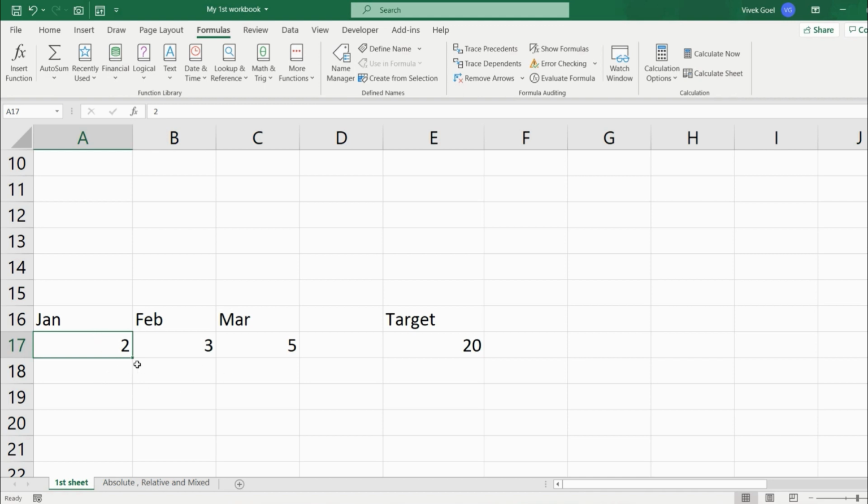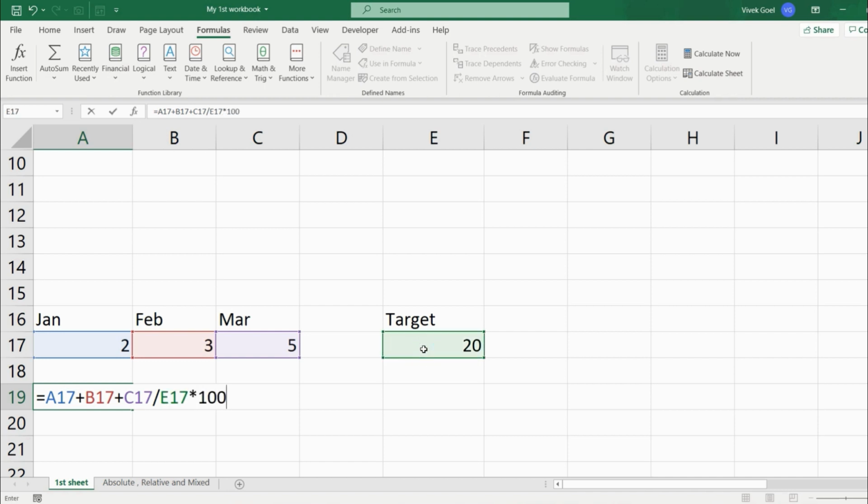A guy works for an insurance firm and he has a target to sell 20 insurance policies every quarter. He managed to sell 2, 3 and 5 in January, February and March respectively. His manager is trying to calculate his percentage achievement. So he does a sum of the month sell, divides them by the target and then multiplies it by 100 to get the percentage achievement.